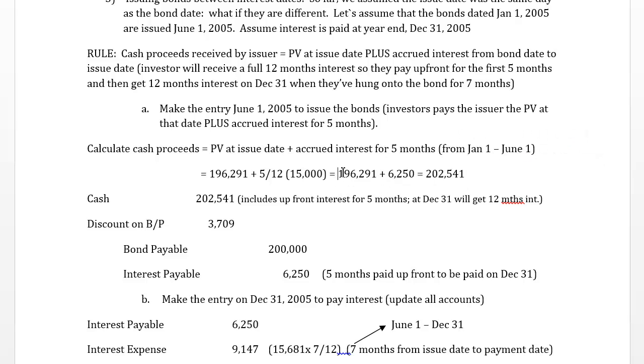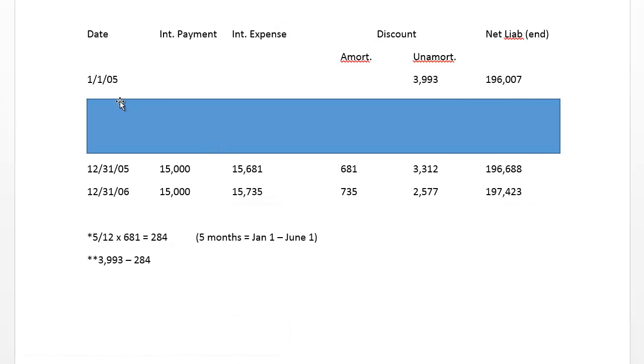Now, before we go to the entry, let's figure out how I got that number. What I did is I pulled out the bond table that we did in the first part of the question. And you'll recognize at the original bond date, which we said at that time was the issue date, the present value of that bond was $196,007, and the unamortized discount was $3,993. To get to the end of the first period, which in this case was a year, we amortized some of that discount, right? We amortized $681. It was the difference between the interest payment and the interest expense. So I already know how much discount I would have amortized for the year, and I already know how much unamortized discount I have at the end of December.